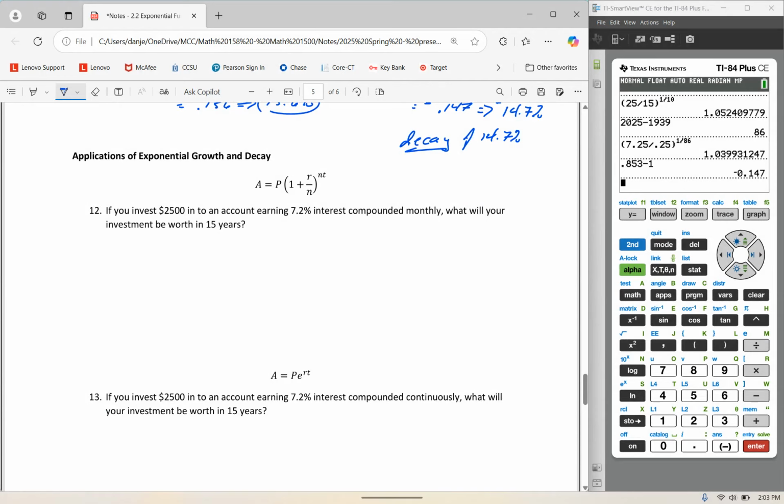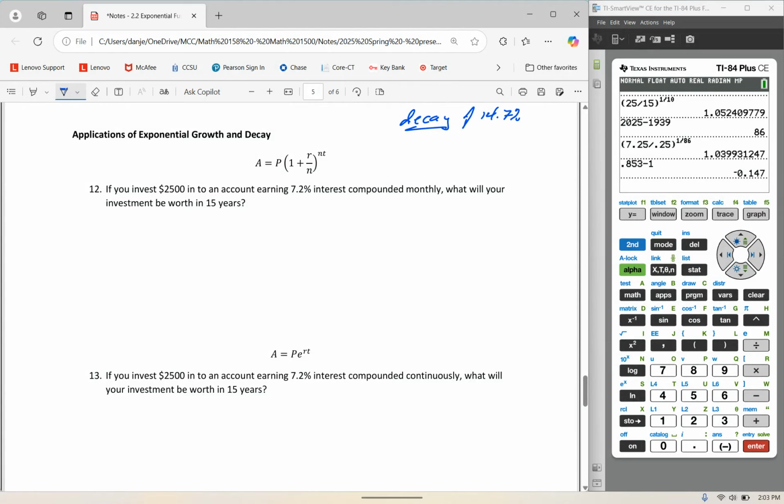Some applications that we're actually going to spend quite a bit of time on in our next unit is looking at investments and growth and whatnot. For right now, I'm going to give you the function A, our future value, is equal to P, our principal, times 1, that 1 is the 1 for 100% change, which is no change, plus my interest rate divided by n, the number of times that I'm compounding per year, to the power n times t, where time is measured in years.